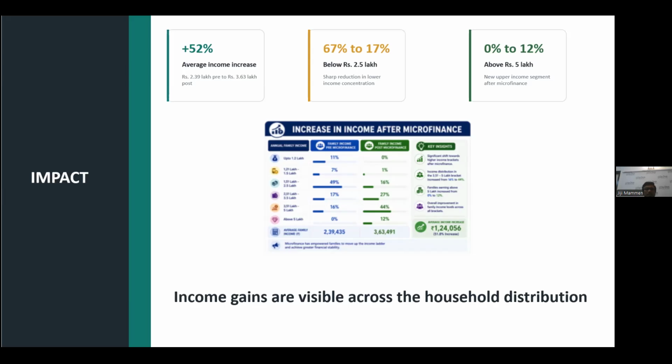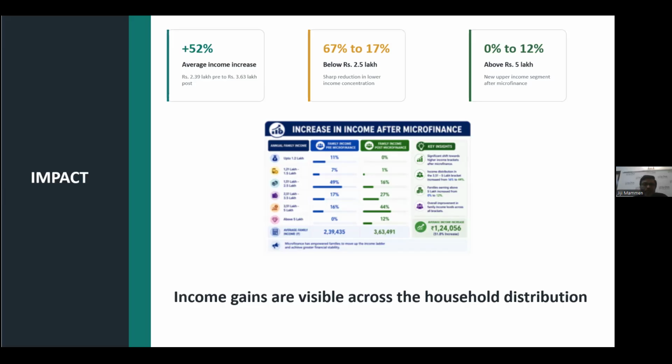Yes, that's what we're saying: for the first three categories, up to 1.2, 1.2 to 1.5, and 1.5 to 2.5, the large concentration was there pre-microfinance. Post-microfinance, the concentration has moved to the higher brackets.